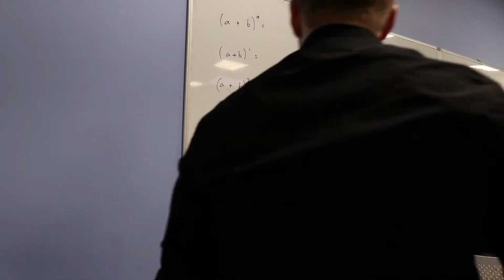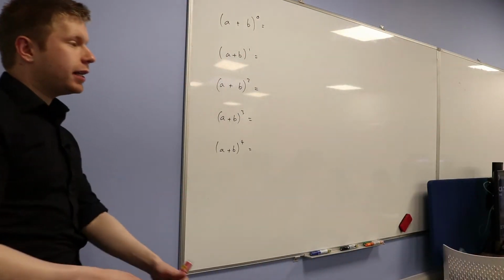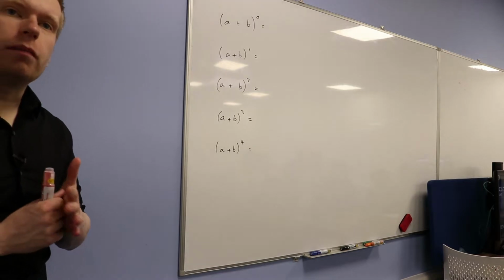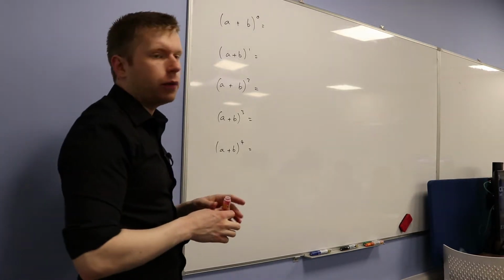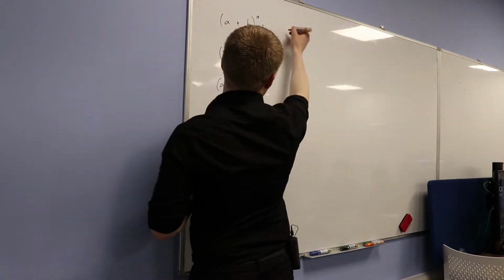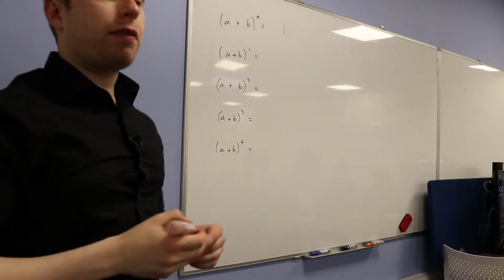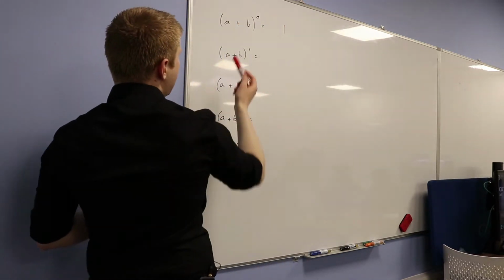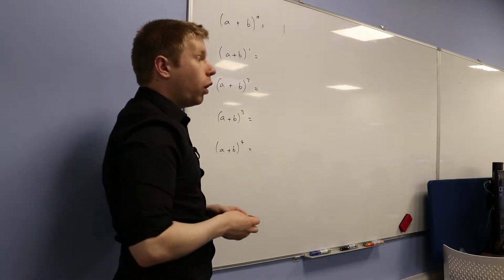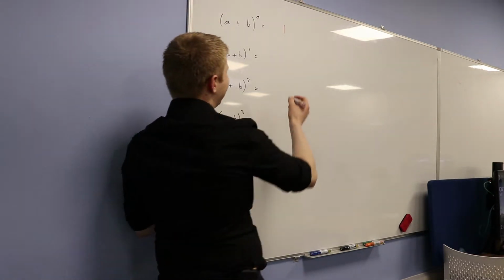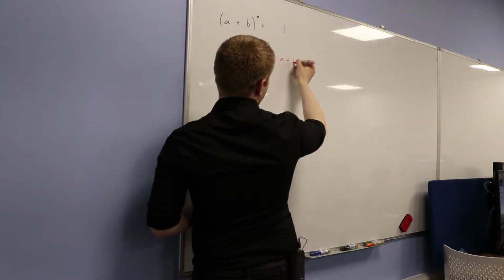Okay, so all I've asked you to do is expand each of these brackets and simplify them. So what would the first one be? A plus b to the power of 0. Just be 1, okay? Anything to the power of 0 is 1, regardless of what that thing is. Right. What about a plus b to the power of 1? A plus b. Good. So far, so good.